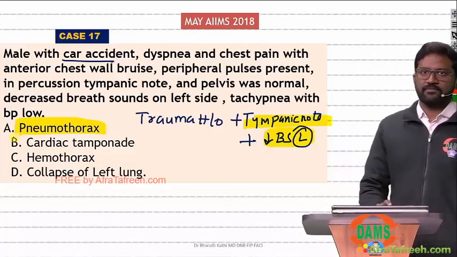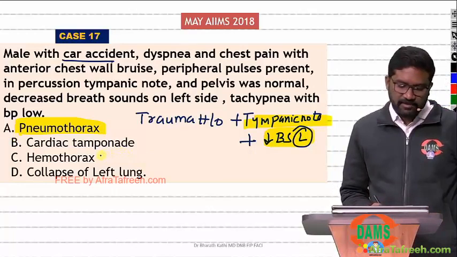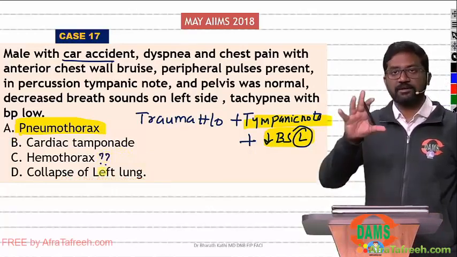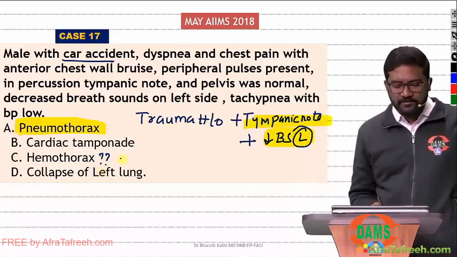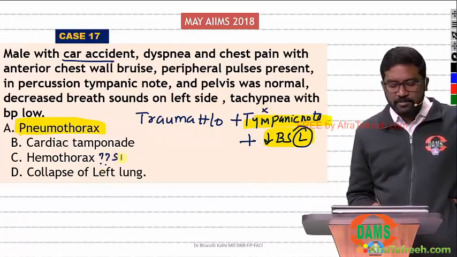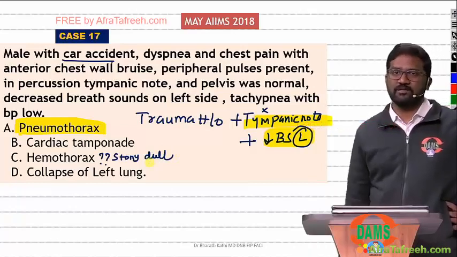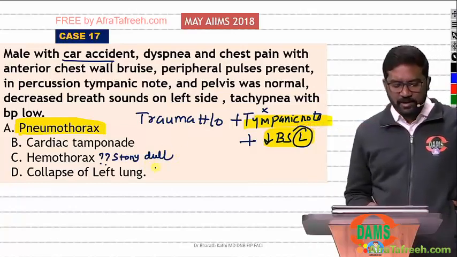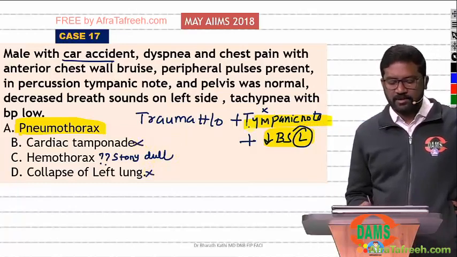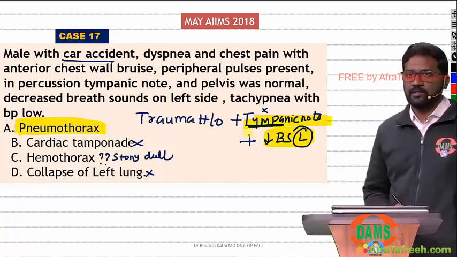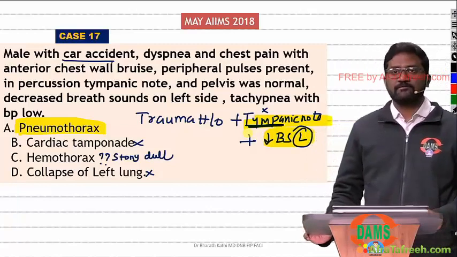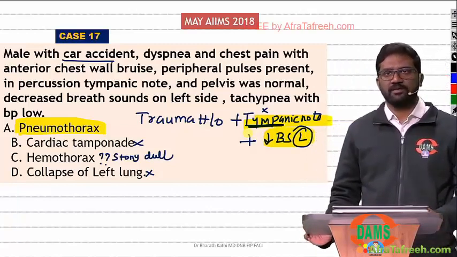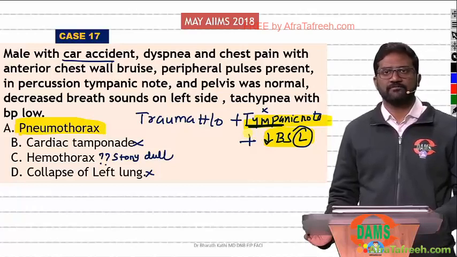Whenever I say pneumothorax, a few students ask me, because there is trauma, why can't it be hemothorax? You only tell me why it is not hemothorax, students. Very simple. Hem means blood. Blood is also a fluid. Fluid will not give a tympanic note. It will give a stony dull note. And why can't it be collapse? Collapse again will give a dull note. Why can't it be cardiac tamponade? Cardiac tamponade has nothing to do with a tympanic note. So when there is a tympanic note and reduced breath sounds, it is generally a single situation, and that situation is pneumothorax.